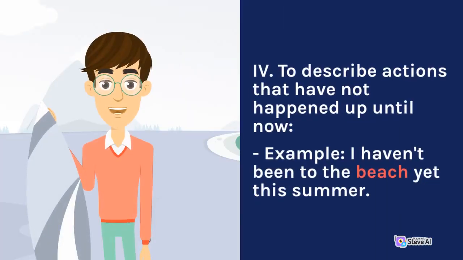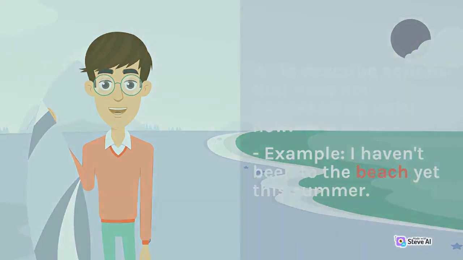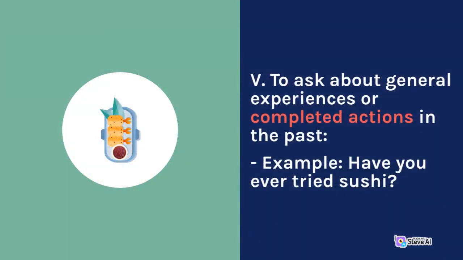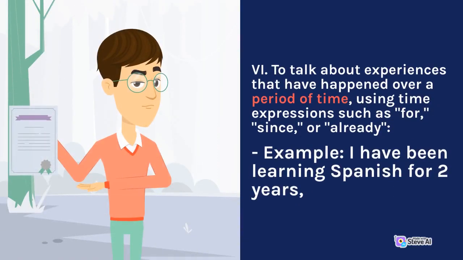4. To describe actions that have not happened up until now. Example, I haven't been to the beach yet this summer. 5. To ask about general experiences or completed actions in the past. Example, have you ever tried sushi? 6. To talk about experiences that have happened over a period of time, using time expressions such as for, since, or already. Example, I have been learning Spanish for 2 years.